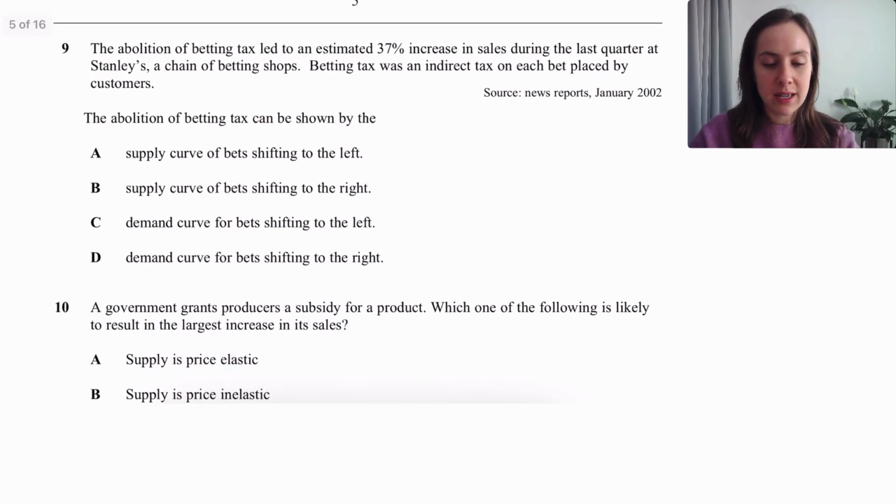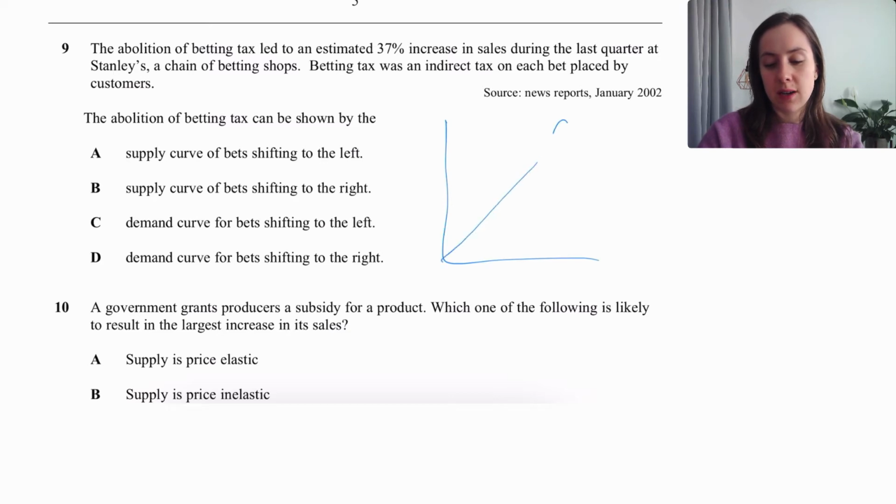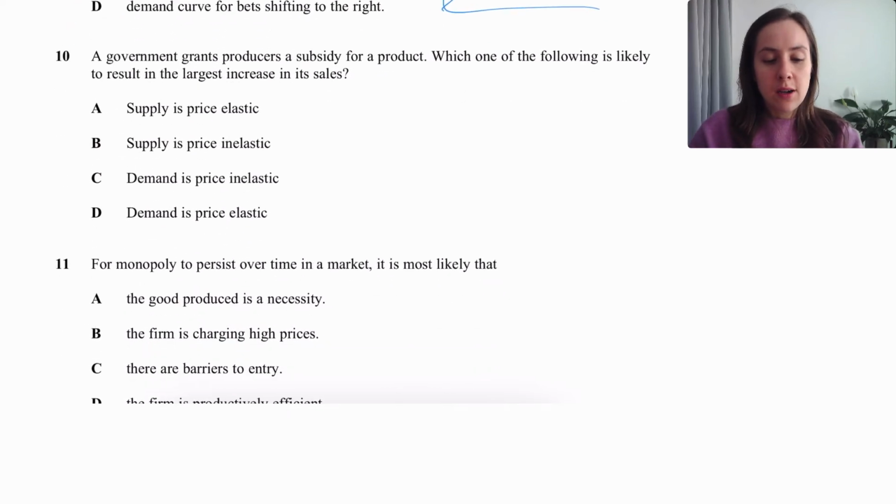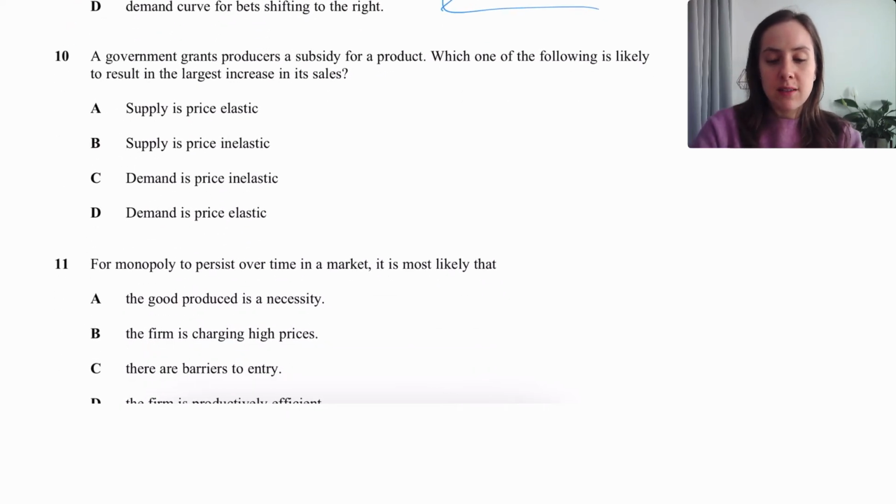So there's been less tax. Wow, betting tax was an indirect tax on each bet placed by consumers. So tax shifts S1 to S2. If you cancel the tax, then you're back at S1. So the supply curve shifts to the right. Government grants produce a subsidy. Subsidies shift the supply curve to the right.